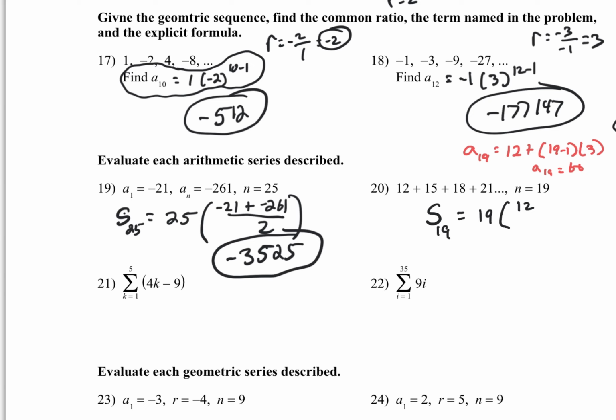So that's going to be 12 plus 66, divided by 2. So 12 plus 66, hit equals, hit divided by 2, hit times 19, and I got 740.